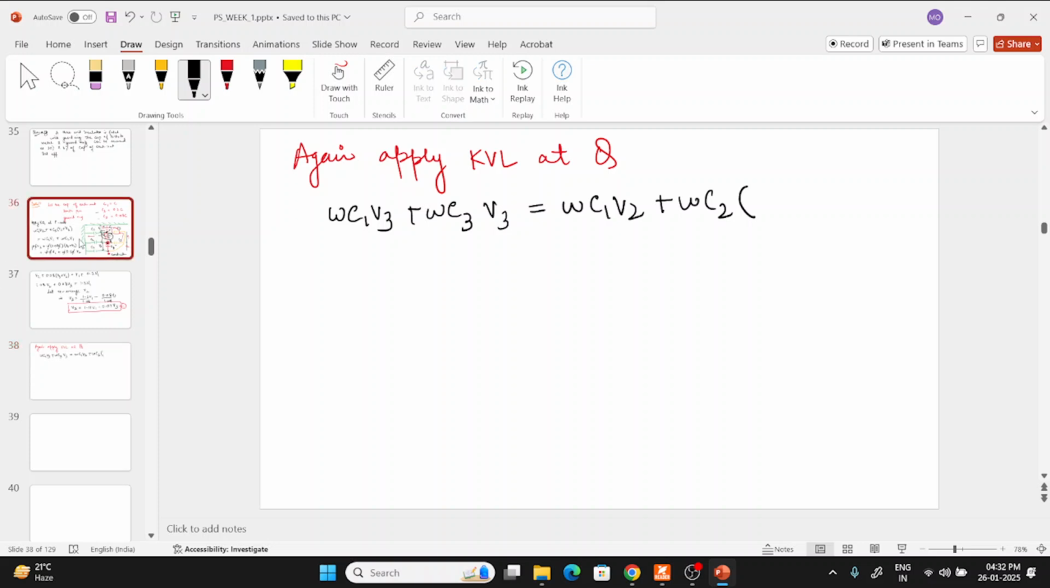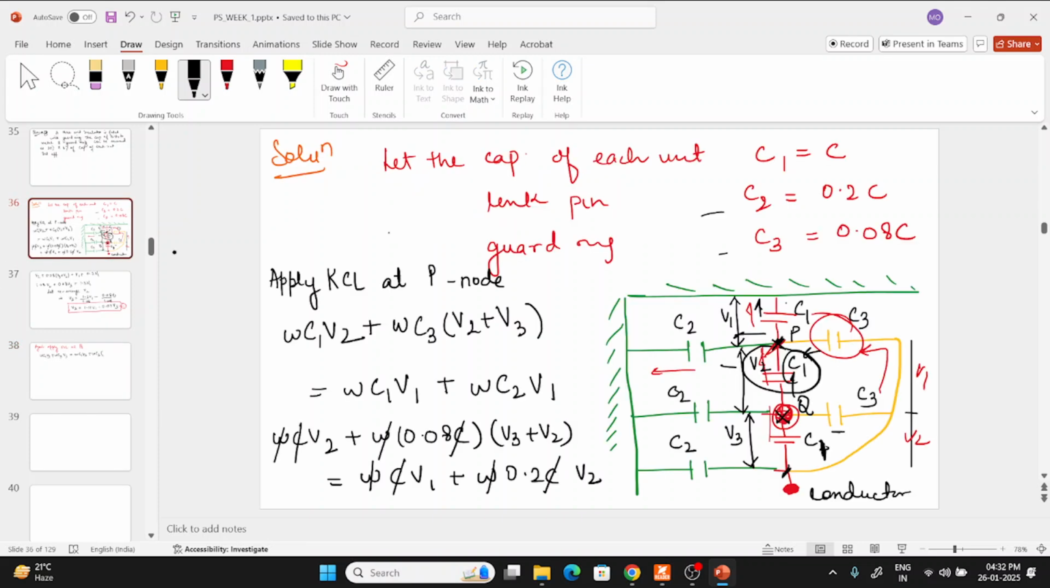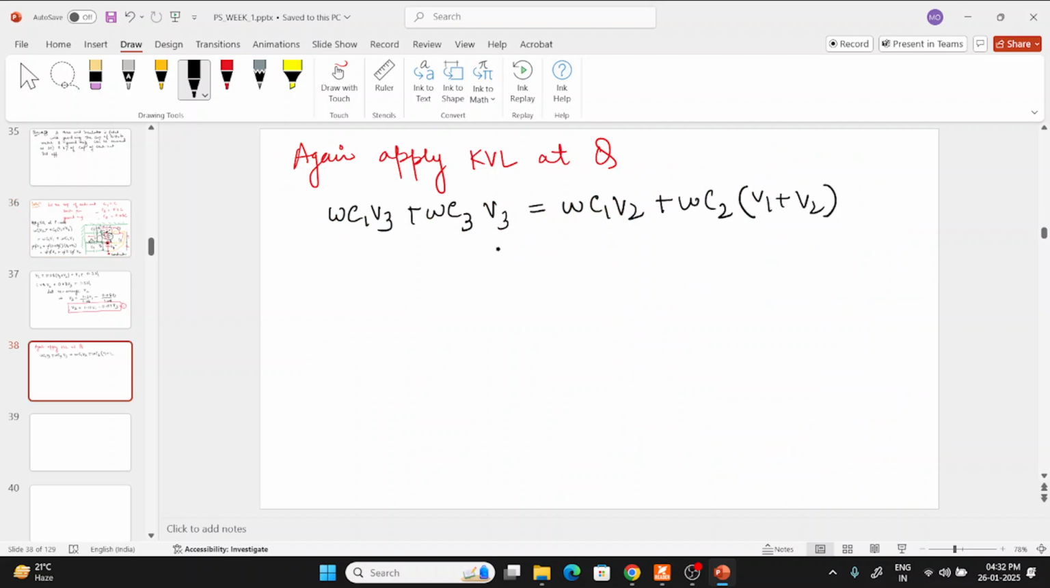Now come to this C2. For this C2, what is the voltage difference here? It will be V1 plus V2 because the current will go here, so basically all this voltage will get added up. So V1 plus V2. Now applying the values: C1 is C, so C V3 plus C3 is 0.08 C V3. It is equal to omega C1, which is C V2, plus omega C2 is 0.2 C V1 plus V2.